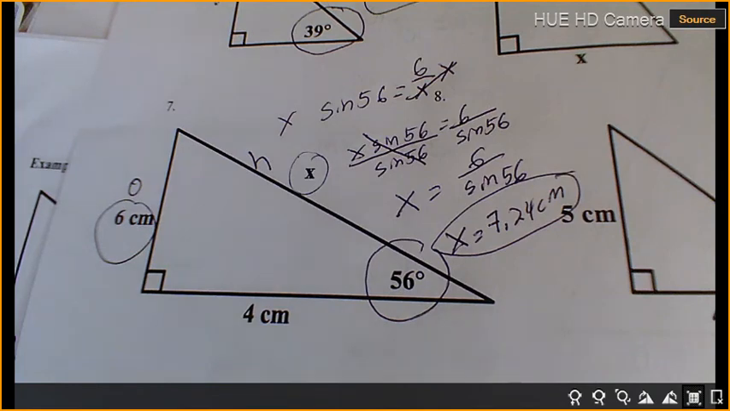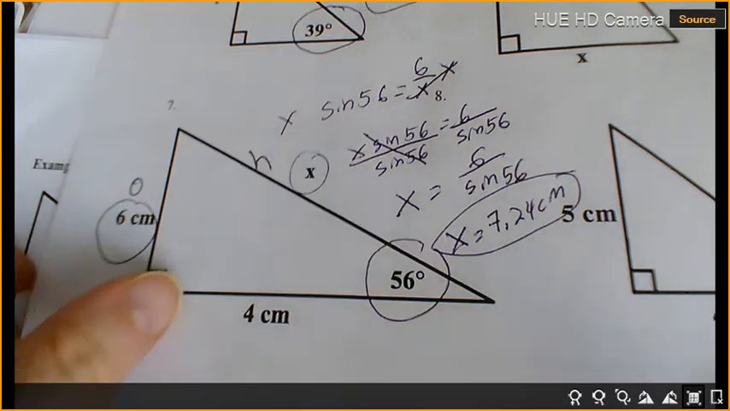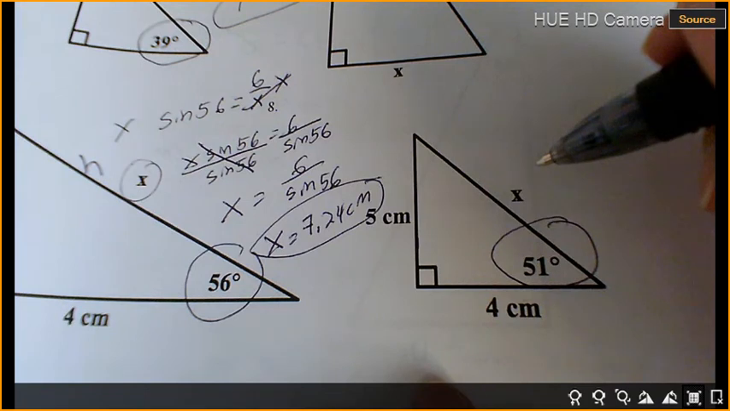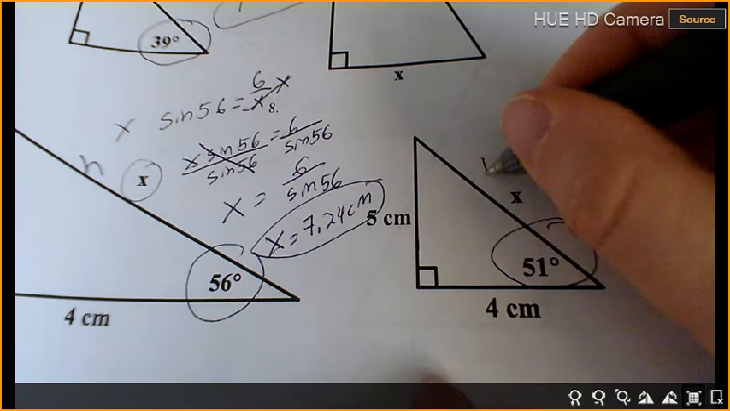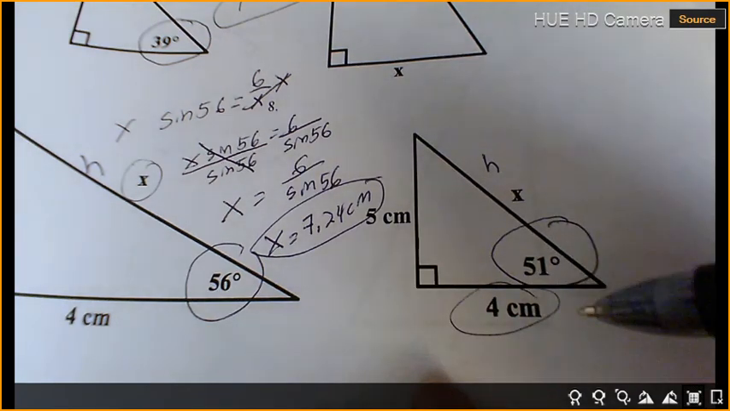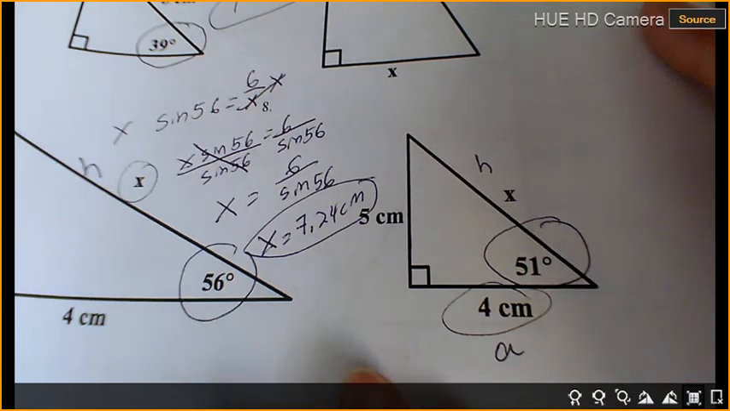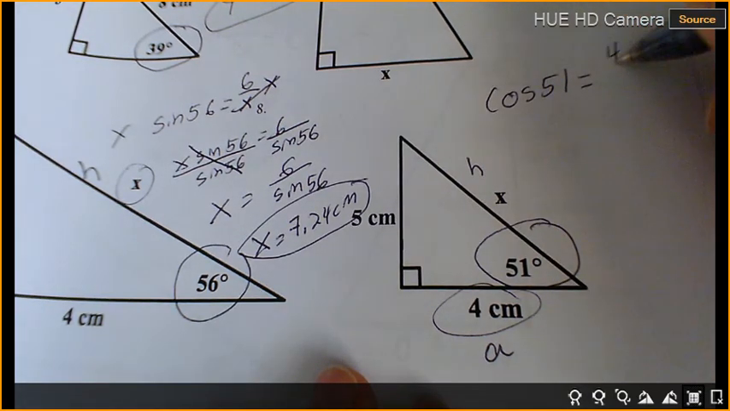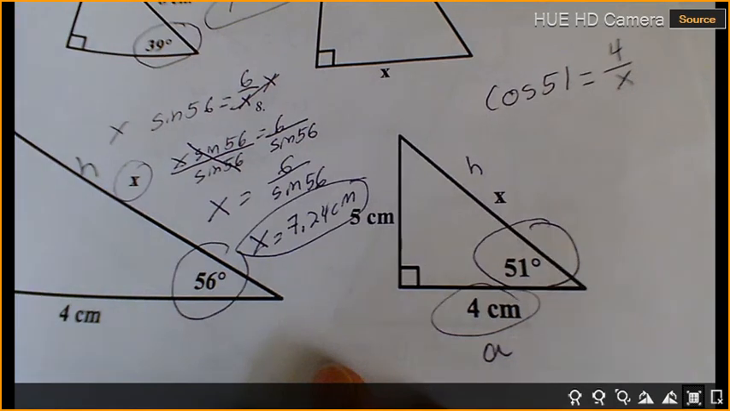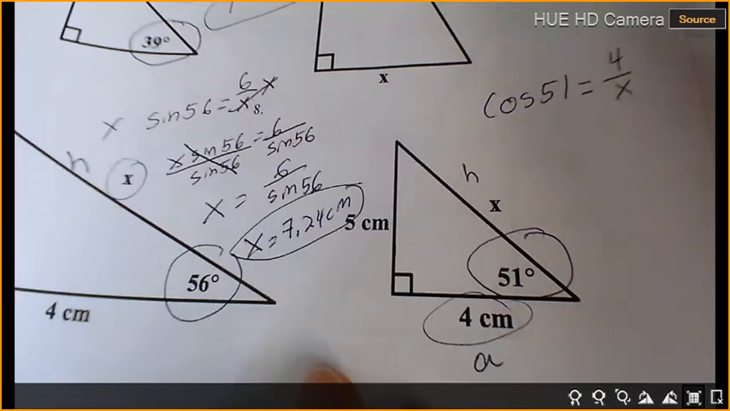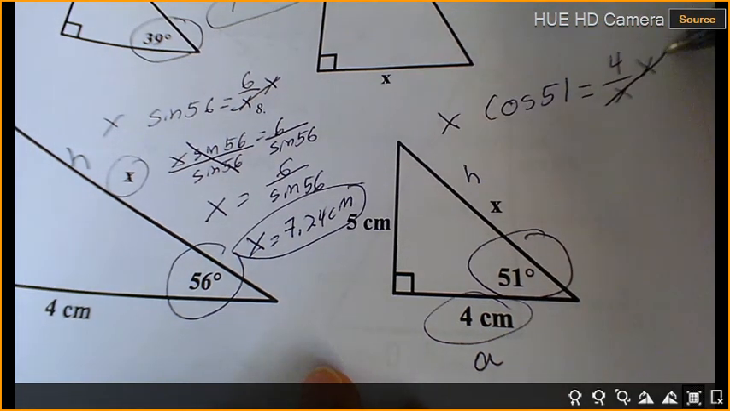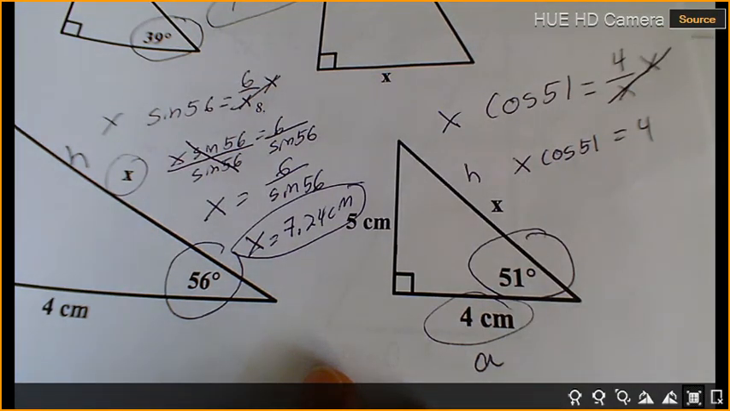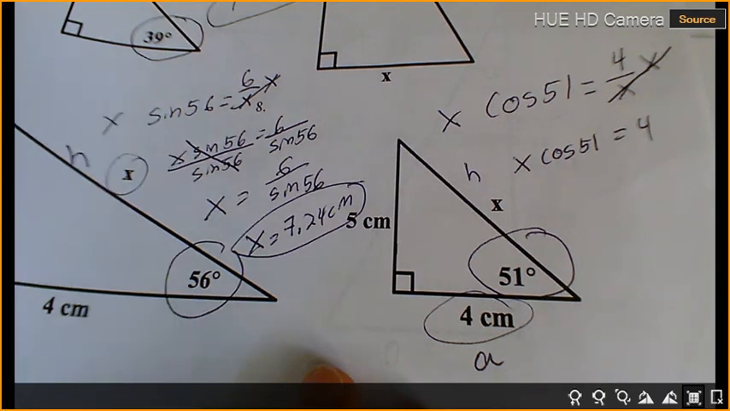Should we try another one where we have to divide by x like that? Yeah. Okay, let's look at number 8. Here's 51. We have to find x. X is the hypotenuse. Let's use 4 in this case. 4 is the adjacent. What uses adjacent and hypotenuse? Cosine. So cosine of 51 equals the adjacent 4 over the hypotenuse x. Now that I have x on the bottom, what do I do now? Multiply both sides by x. X cancels here, and I have x cosine 51 equals 4. What do I do now to get x by itself? Divide by cosine 51. Are we feeling a little bit better about that?